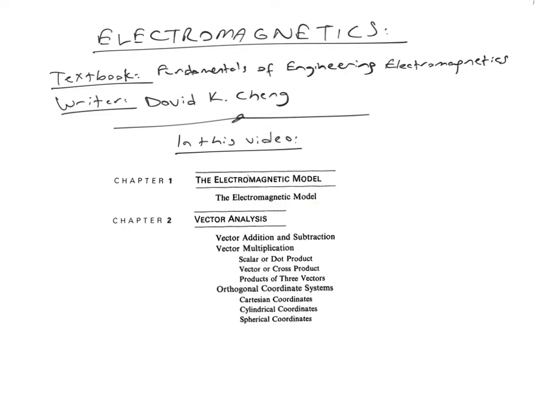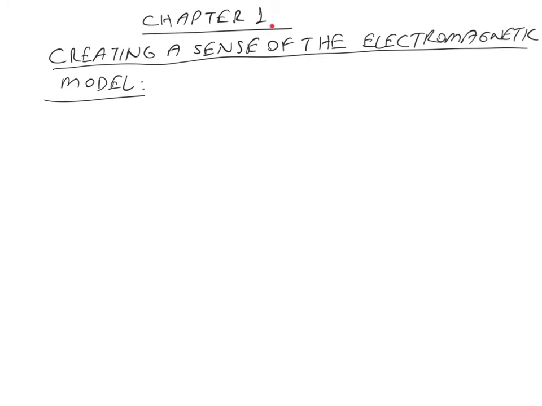about the electromagnetic model. And I'm aiming to prelude chapter 2, in which I'll be dealing with vector analysis. I'll be talking about vector addition and subtraction, vector multiplication, and orthogonal coordinate systems. Let's start with chapter 1. It will be more suitable if you call it creating a sense of the electromagnetic model. Let's start chapter 1 and say something about creating a sense of the electromagnetic model.